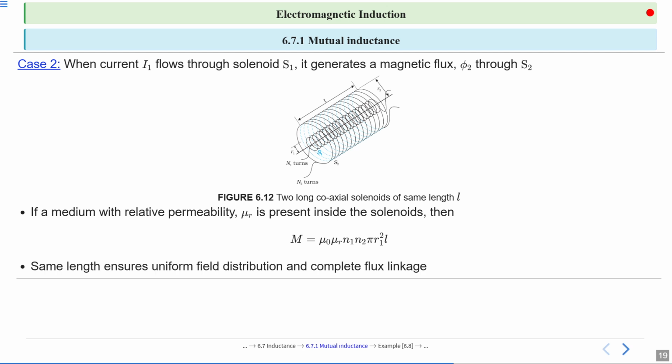Same length ensures uniform field distribution and complete flux linkage. Okay, so if we are taking the same length of both the coils or solenoids, it ensures uniform field distribution along the other coil, and complete flux linkage.